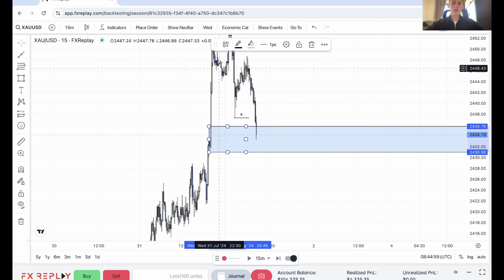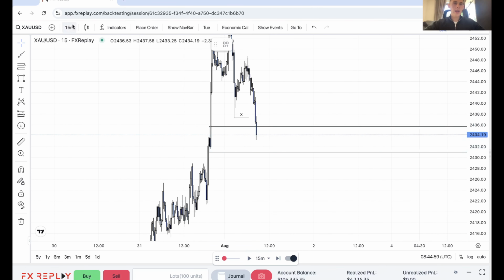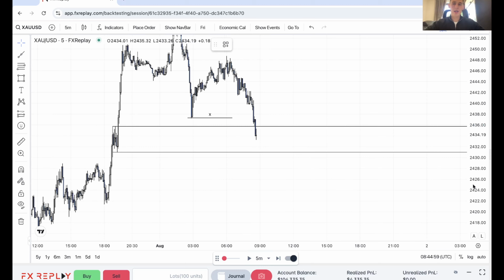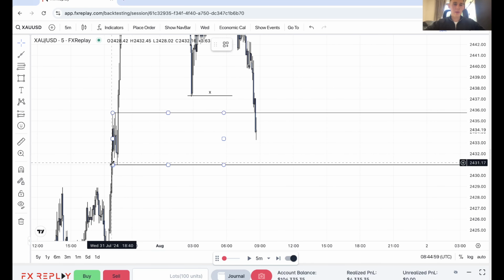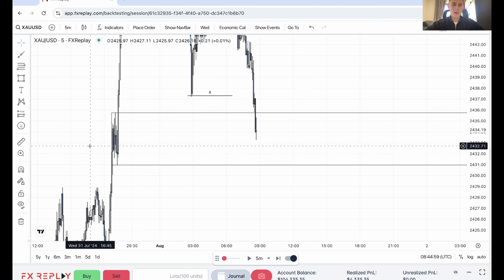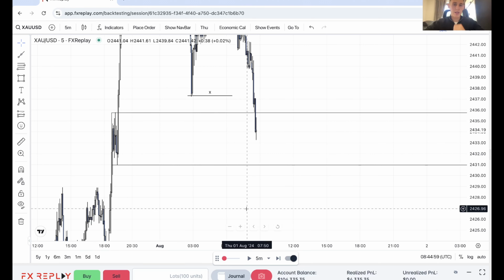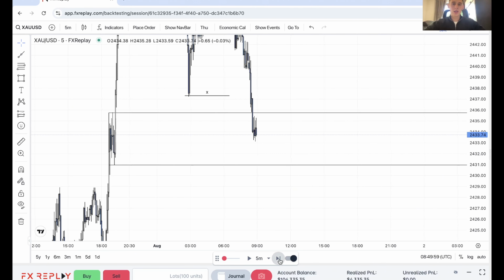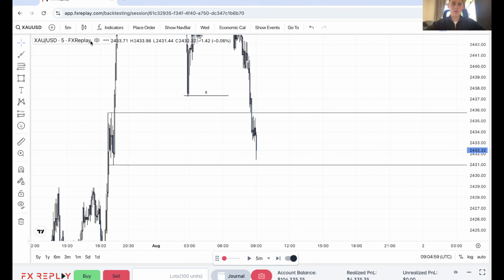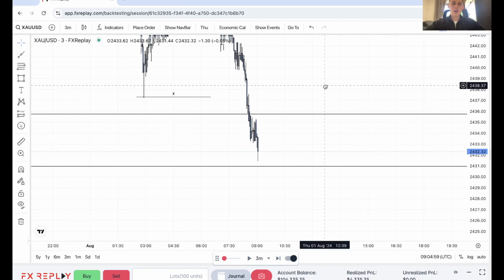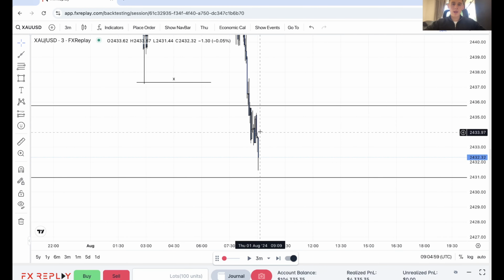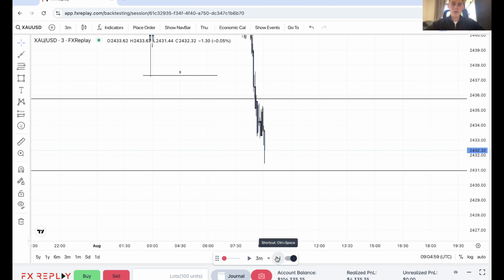Because this is a 15-minute demand, we can head over to the 5-minute and look for our entry, or even the 3-minute to make it a bit more refined if the structure tells us to do so. So I'm going to go over to the 3-minute actually, just so it's a little bit more clear. So the structure I'd want to see it break at the moment would be this high.